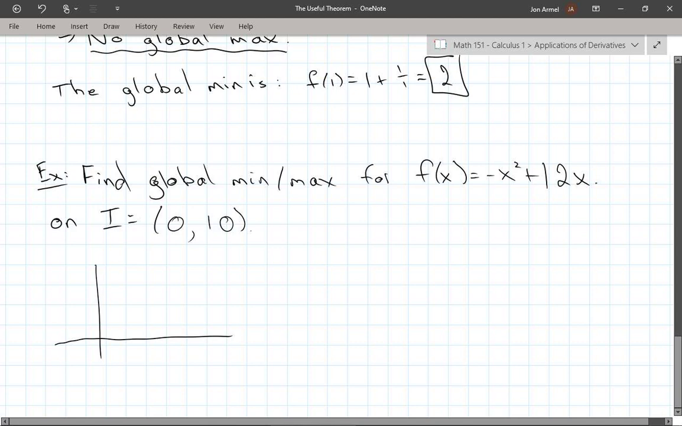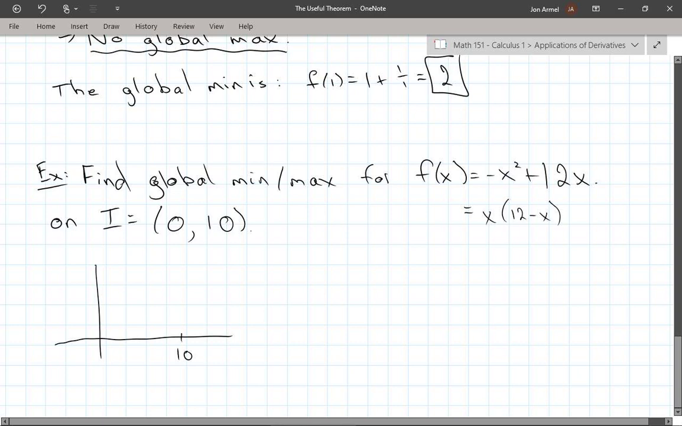So let's say 10 is somewhere over here. And, well, I actually know this function, right? Negative x squared plus 12x. I know that's 0 when x equals 0. Let me factor it in case you can't see this. So I can factor out an x, and then I get x times 12 minus x.